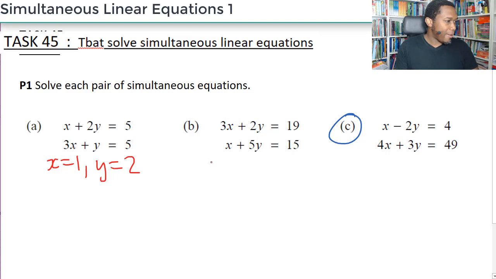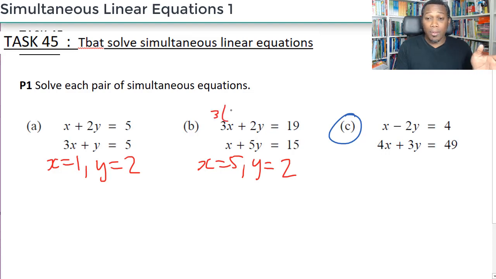And then for B, I'm seeing x equals 5 and y is equal to 2. And let's just check if that works. 5 3s are 15, and then 2 2s are 4, 15 and 4 is 19. I've done my check. I've worked out 3 multiplied by 5. Remember the bracket. The number has to be in the bracket to get the multiplication. Plus 2 multiplied by 2. 15 plus 4 is equal to 19.